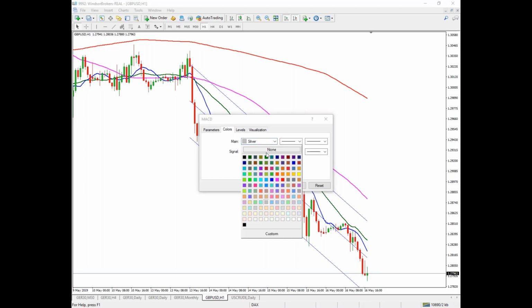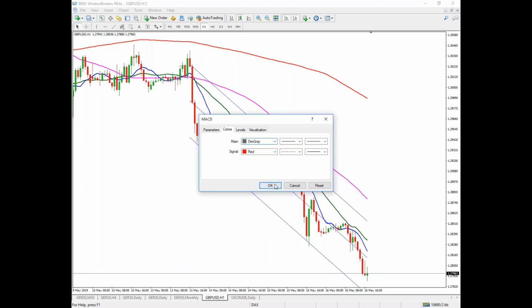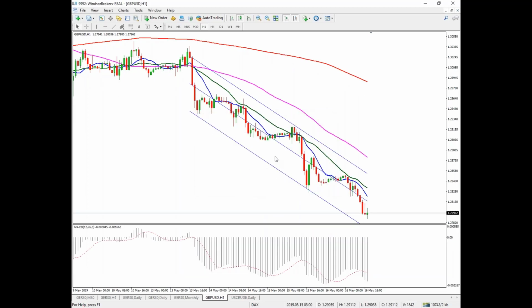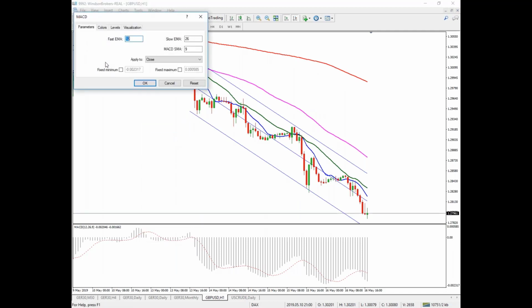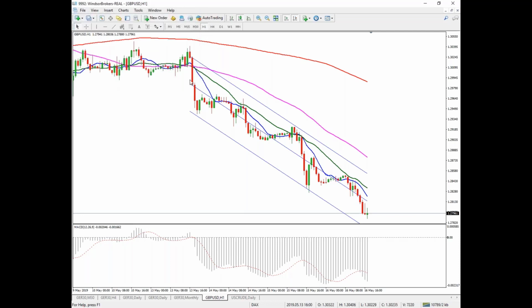So we will just put a darker color here. Okay, MACD again is pointing strongly to the downside. So our indicators are all pointing lower.